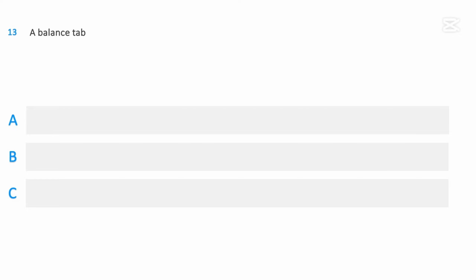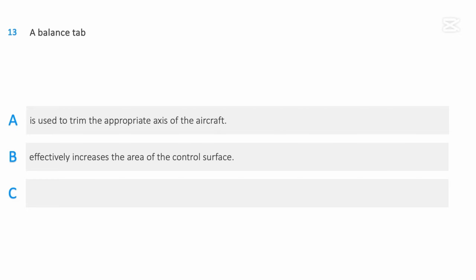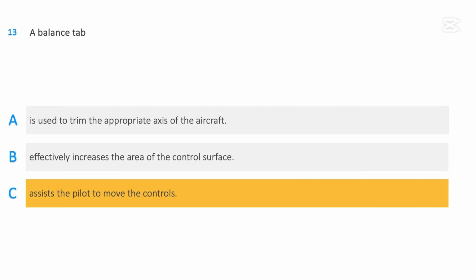A balance tab is used to trim the appropriate axis of the aircraft. Effectively increases the area of the control surface. Assists the pilot to move the controls. The correct answer is assists the pilot to move the controls.